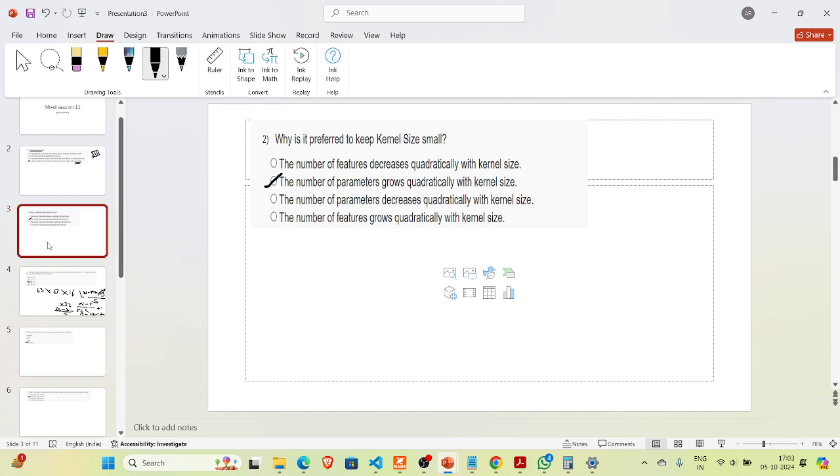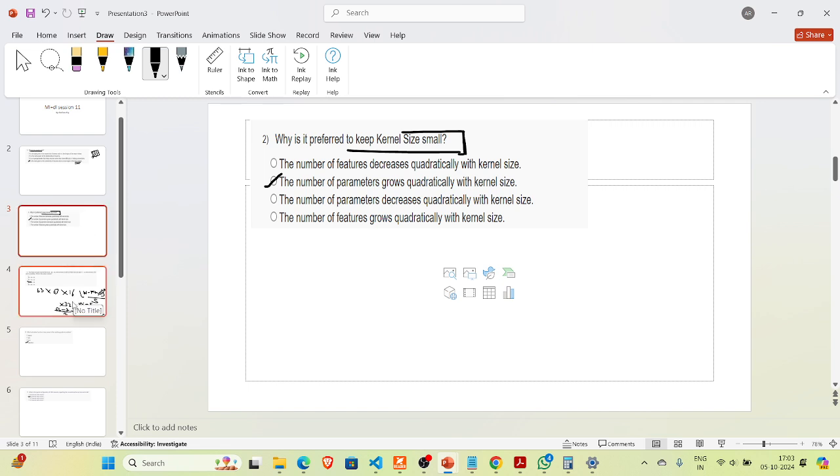There is another question about the kernel size. The kernel size should be small because the size represents the weights that we have to use. So the number of weights has to be kept lower with a lower kernel size.